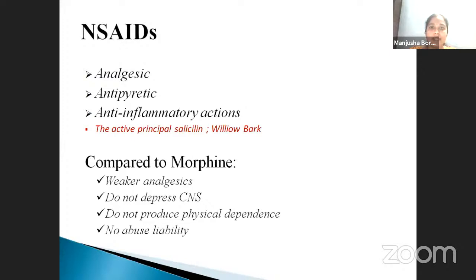Classify the non-steroidal anti-inflammatory drugs and describe the mechanism of action, ADR, and therapeutic applications of aspirin.